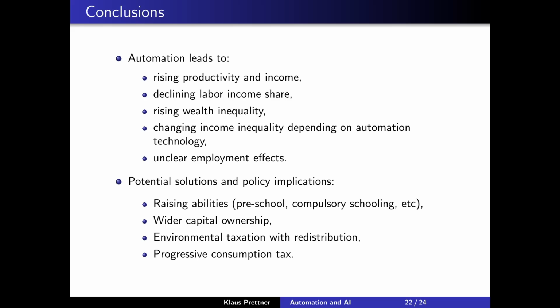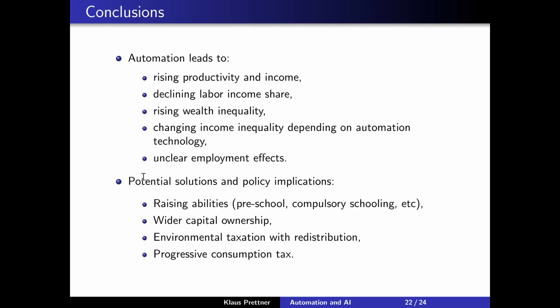And then we have seen that there is a change in income inequality depending on the automation technology. So industrial robots are more likely to increase the skill premium, and artificial intelligence is more likely to decrease the skill premium. And overall, we've seen that the employment effects of artificial intelligence and industrial robots are still unclear from the theoretical perspective as well as from the empirical perspective.